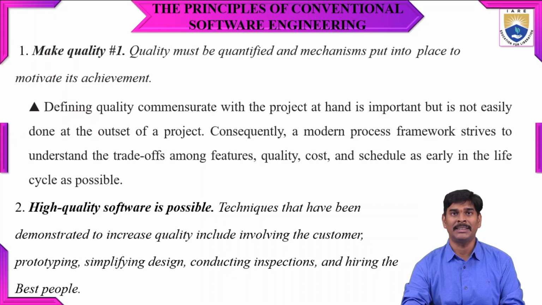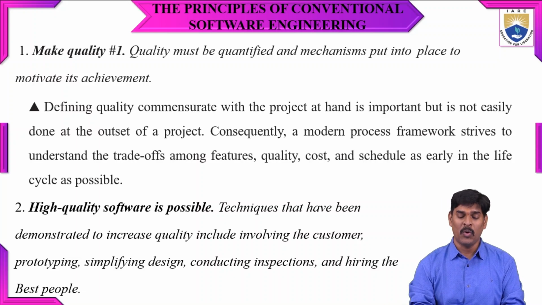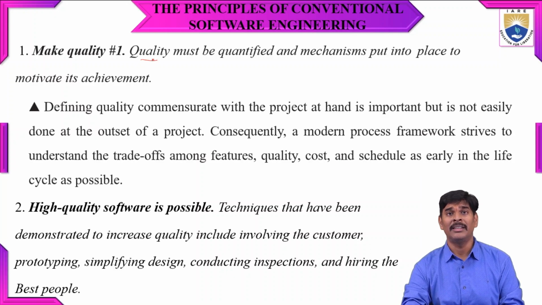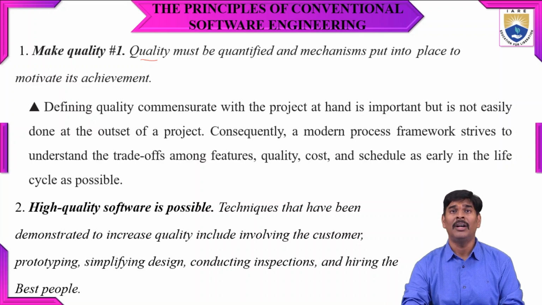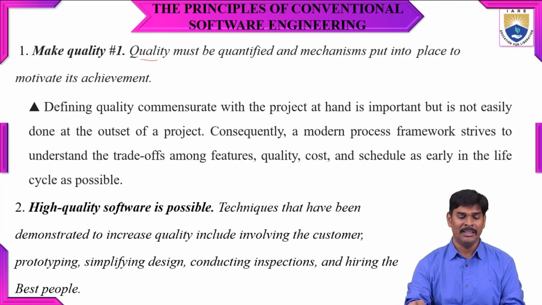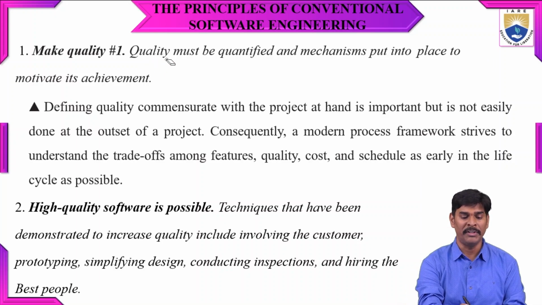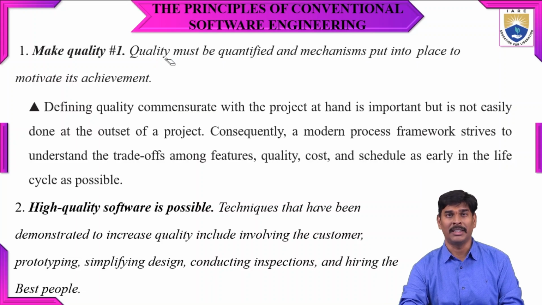The first principle is make quality a top priority. Quality is the ultimate goal for the organization. This must be quantified and measured. Quality has to be measured to improve or to achieve the goal. The main criterion for any organization is to improve the quality of the software or the product. If the quality is achieved, then they can easily gain profits in the software organization.